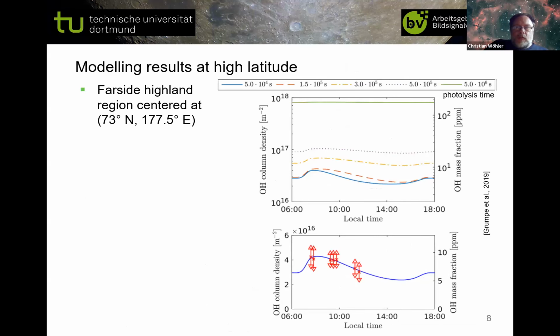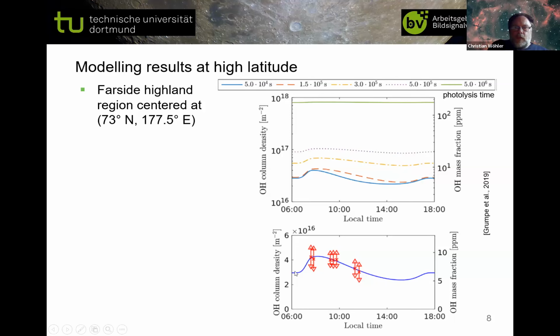Okay, so what are the modeling results at first of all, at high latitude? Here, in the first approach, a smooth surface is assumed. So there is no surface roughness yet. That will come later. But in these results, there is no surface roughness yet, only a smooth surface.